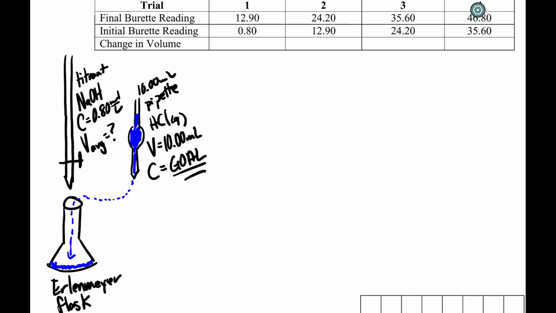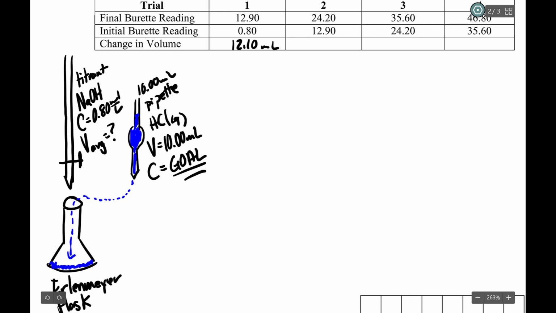So again, I transfer this in. I would read my burette. The first trial, they read it as 0.80 to start. When the indicator changed color, which I'm going to talk about in a second, the person stopped the titration and the volume was 12.9. Then they would subtract those two values to get a volume for this trial. If you subtract those, it's 12.10 milliliters.